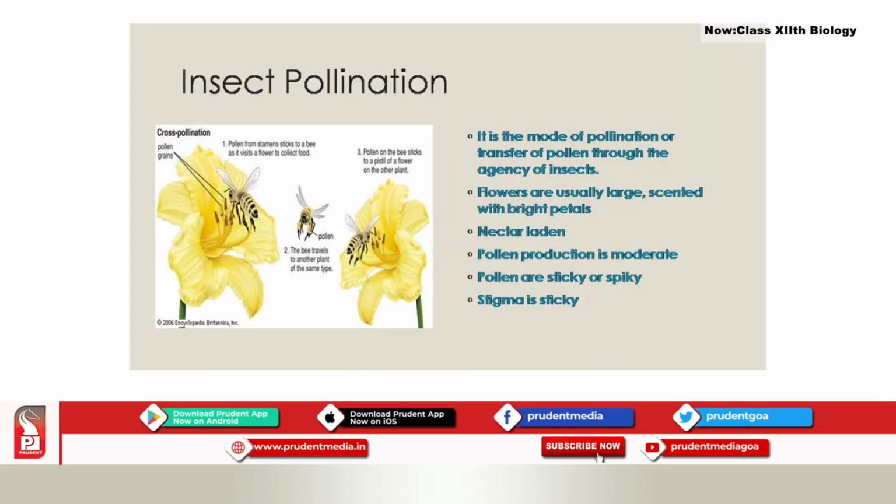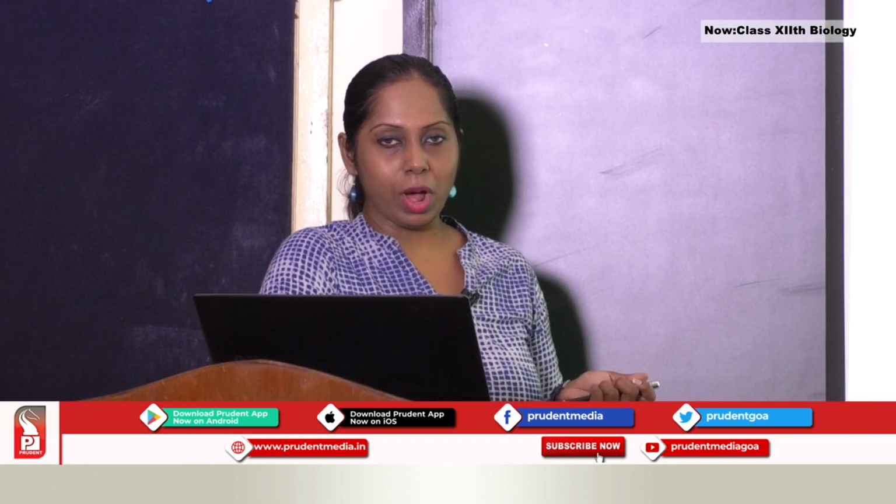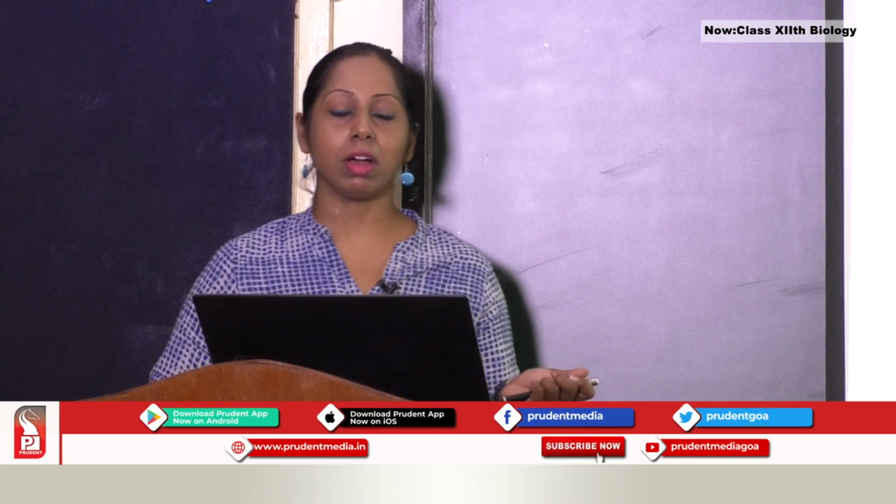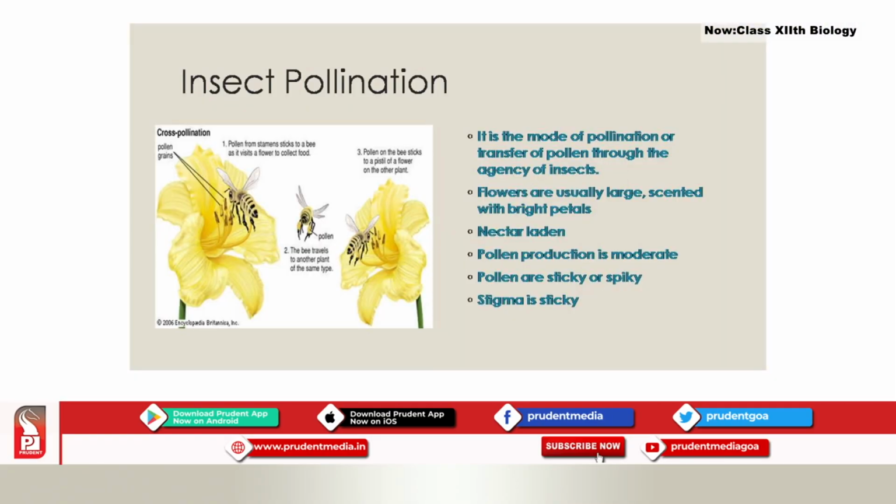And the pollen, what should be the nature of the pollen? The pollens have to be sticky or spiky so that they can adhere to the body wall of the insects. And the pollen production is moderate. You don't require the pollen production to be in large number. And what should be the nature of the stigma? The stigma has to be sticky so that the pollens can get attached to it.